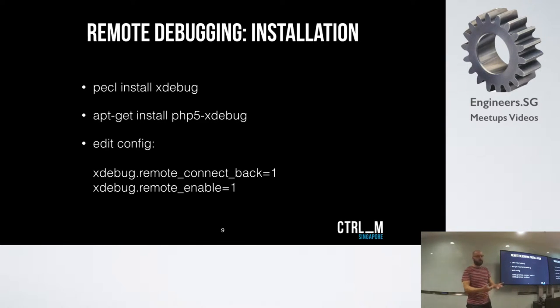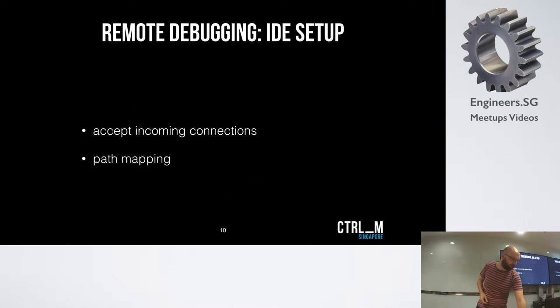You will get a new configuration file for Xdebug somewhere in /etc/php5/fpm if you use php5fpm, /conf.d/20-xdebug.conf or something. You put in these two lines apart from the usual line about loading the PHP extension, and I'll show you later what that is, the connect back and remote enable.